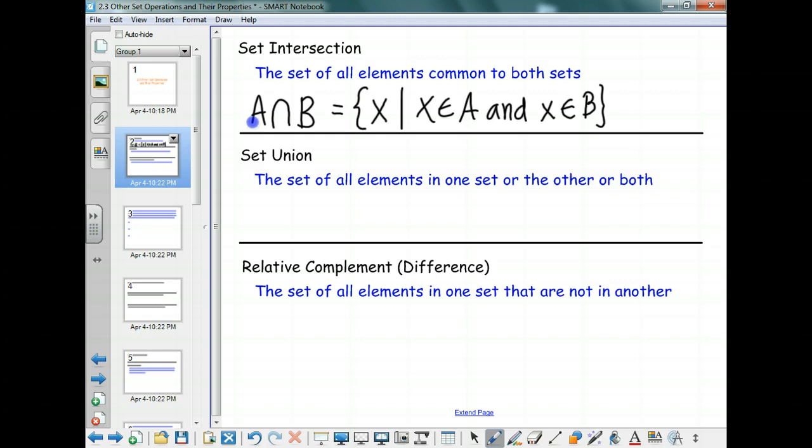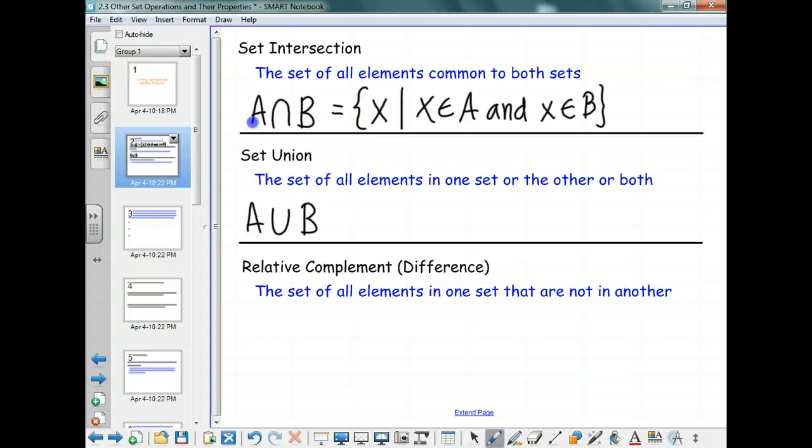All right, so a union has a symbol that looks like a U. To be in a union means you're in one set or the other set or both. Okay, one or the other or both.